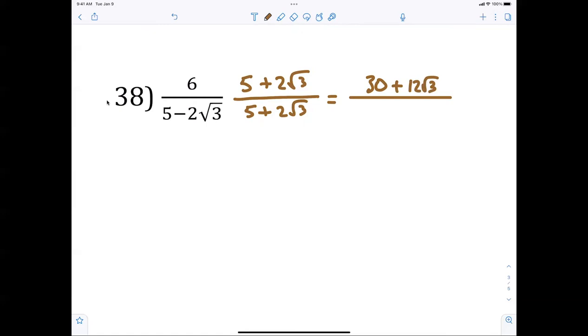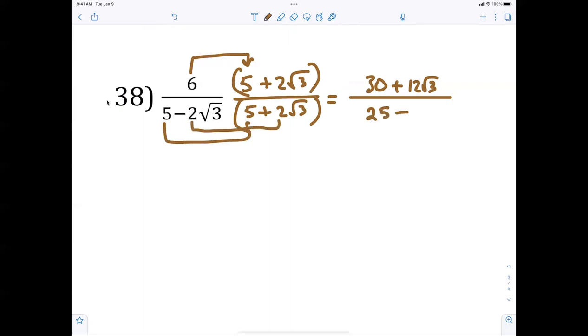Anybody have an issue with that? How'd you get the 30? I know. Yeah, don't be afraid. 6 times 5. We're distributing. Now, what happens to the middle term? It cancels. So now practice one more time. 5 times 5, minus 2 times 2, square root of 3 times square root of 3. 4 times 3. 12. Look at that.